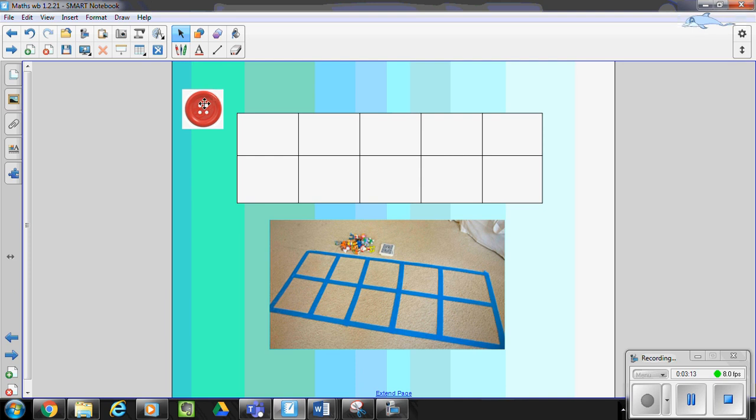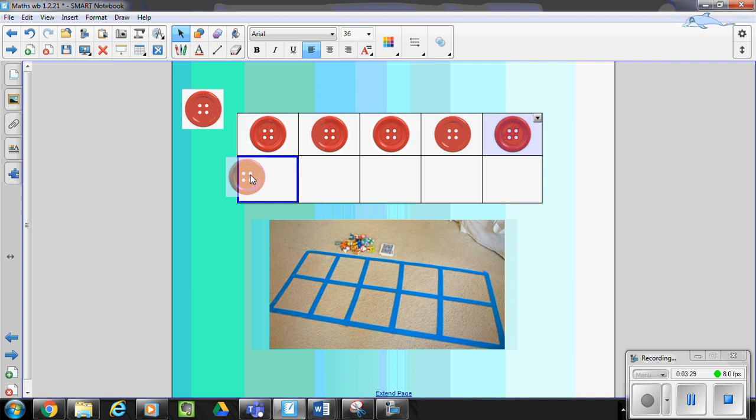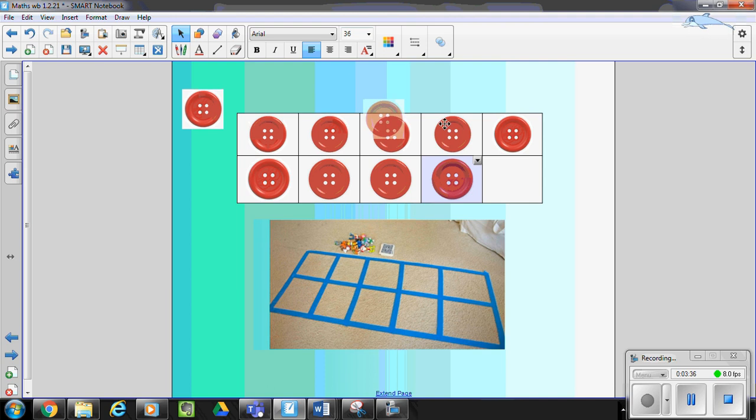So I found some buttons here. So I'm going to put 10 buttons in my tens frame. So I'm going to start, remember, by filling up the top first. So 3, 4, 5. Got 5 on the top, and then I start to fill up this side from the left. 6, 7, 8, 9, 10. My 5 and 5 more is 10.